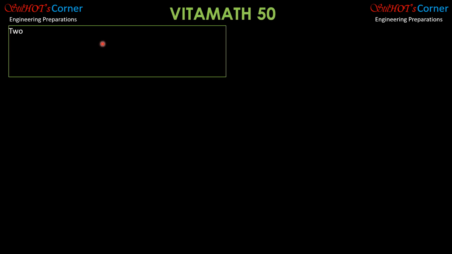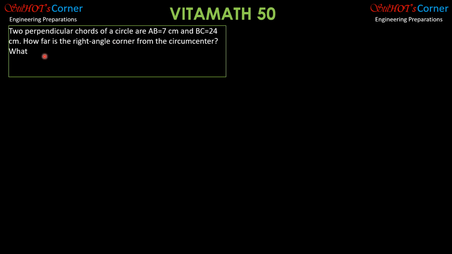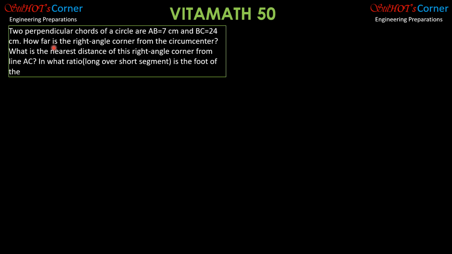Let's have Vitamath 50. Two perpendicular chords of a circle are AB 7 cm and BC 24 cm. How far is the right angle corner from the circumcenter? What is the nearest distance of this right angle corner from line AC? In what ratio, long segment over short segment, is the foot of the perpendicular segment from B divide line AC?